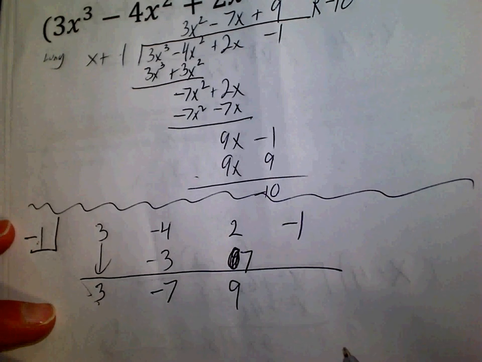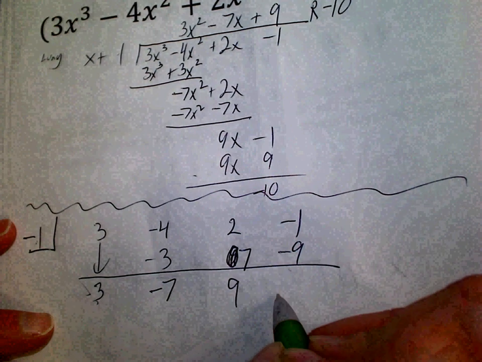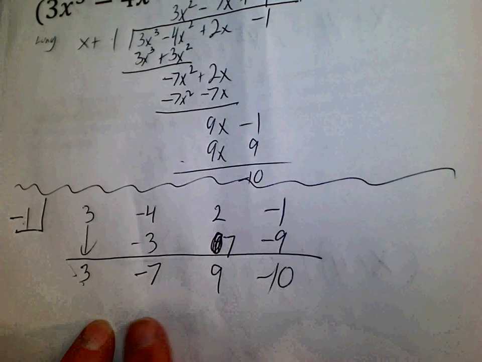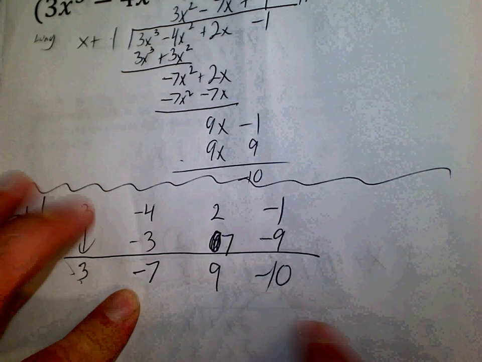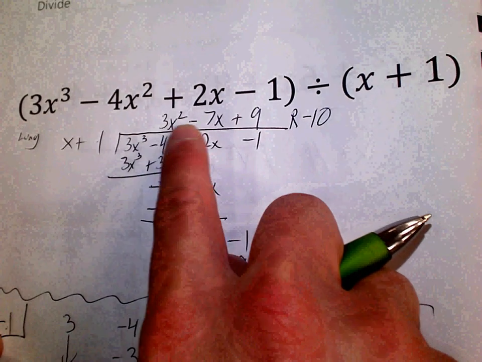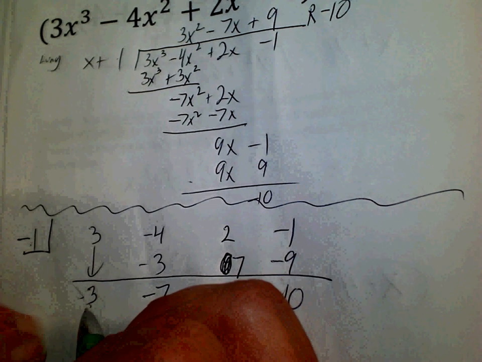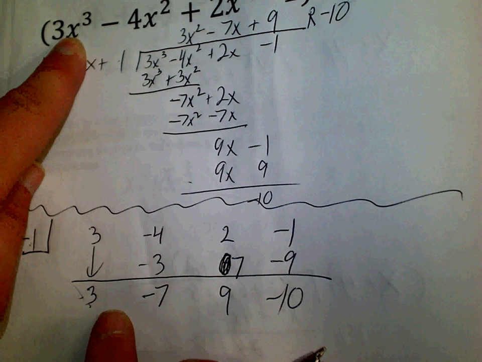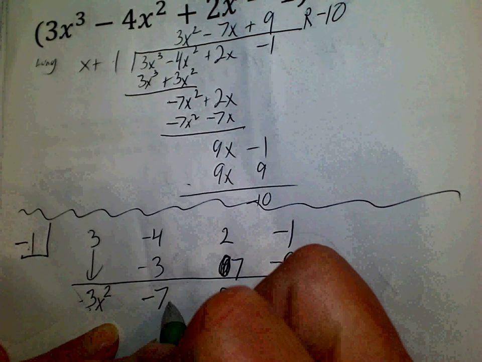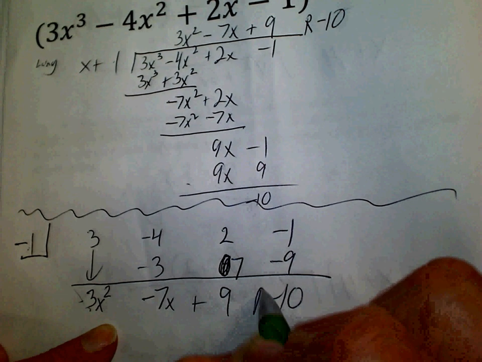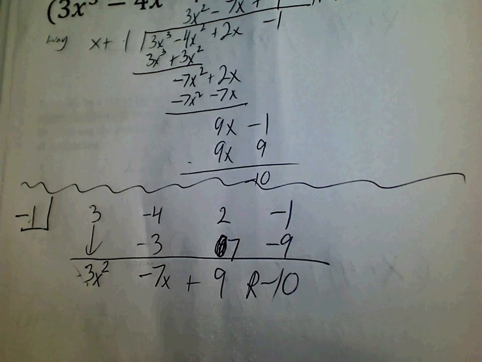You multiply at this angle. Add down. Do you see 3, negative 7, 9, negative 10? Do you see where those come in? 3, negative 7, 9, negative 10. This would be written, if we started at 3x to the third, this would be taking 1x out. 3x squared minus 7x plus 9, remainder negative 10. Long synthetic.